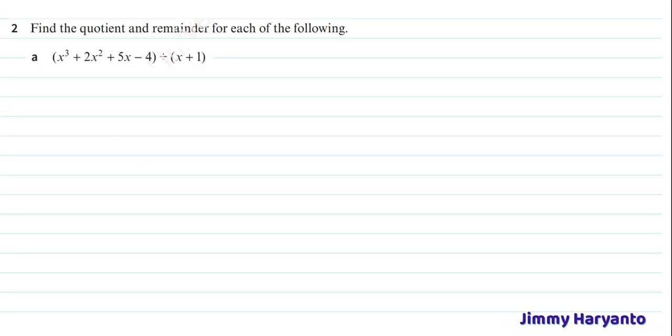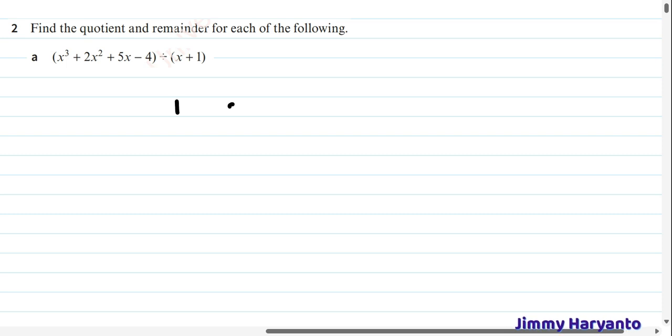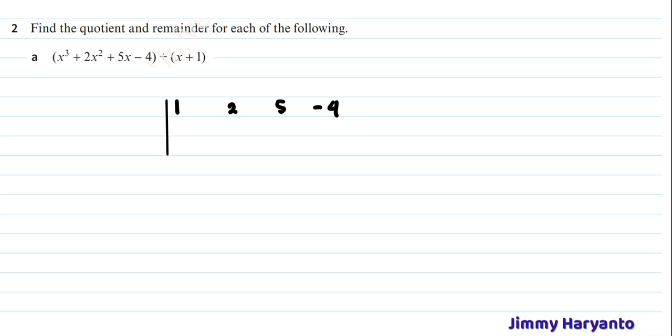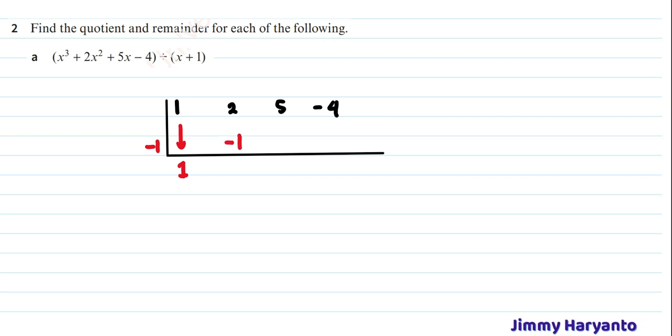And then next is question 2a. For question 2a, you have to divide also. So we'll have 1, 2, 5, negative 4 divided by x plus 1. That means x equals negative 1. So this one's going down. That means 1 times negative 1 equals negative 1. 2 plus negative 1 equals 1. 1 times negative 1 equals negative 1. 5 plus negative 1 equals 4. 4 times negative 1 equals negative 4. Negative 4 plus negative 4 equals negative 8.